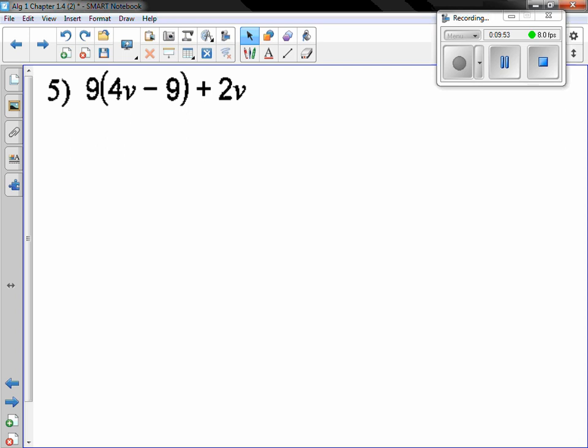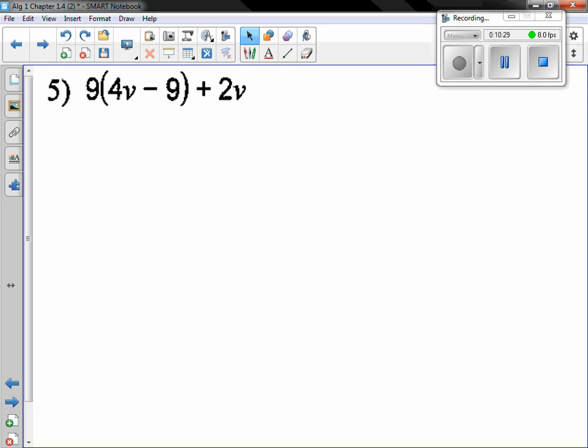Questions? I don't understand how to do this. So we're distributing the 9 through. So we're going to multiply it by here and here. So what are we going to do first? We're going to do 9 times 4v, yes? And then we have negative 9 times 9 because they multiply. So what is 9 times 4v? 36. 36 what? V, yes? And then we have what? Minus 9 times 9, which is 81. Plus our 2v.